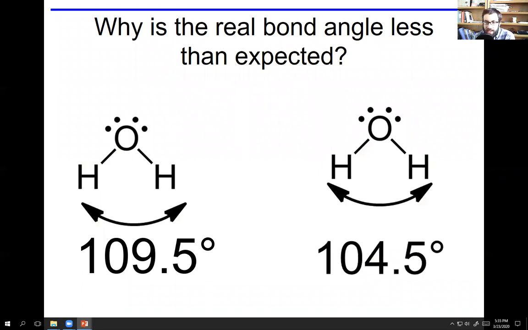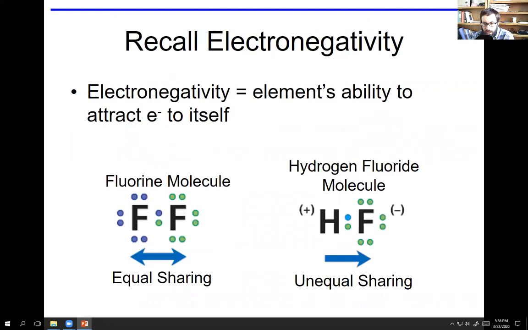Again, remember that you have real bond angles that are oftentimes less than the ideal bond angle. For water, it's steric number 4. It doesn't have a bond angle of 109.5. It has a bond angle of 104.5 because the lone pairs are repelling. So remember that lone pairs take up more space in this theory and they repel, causing the bond angle to contract from its ideal value.